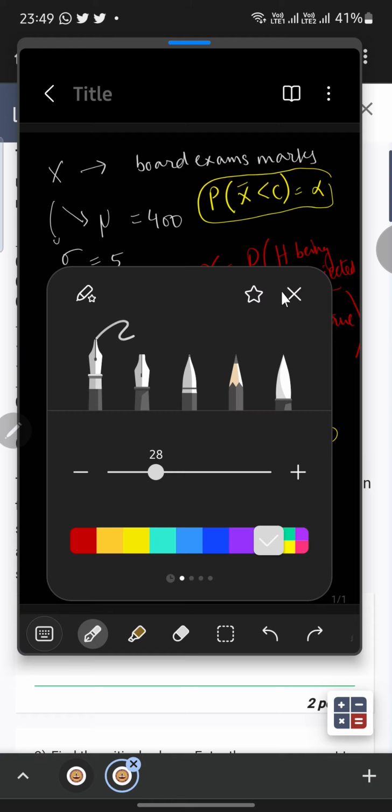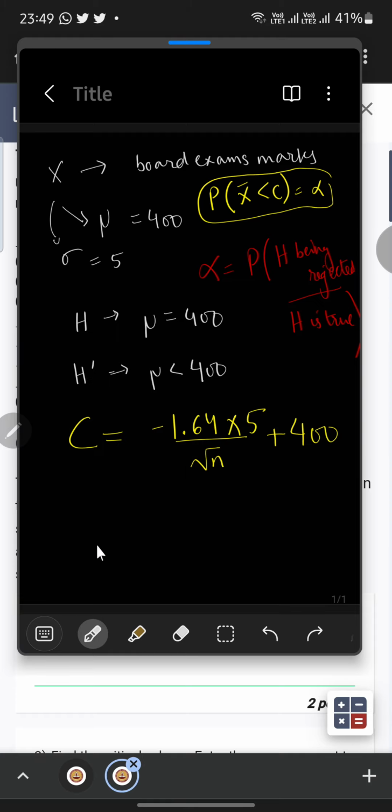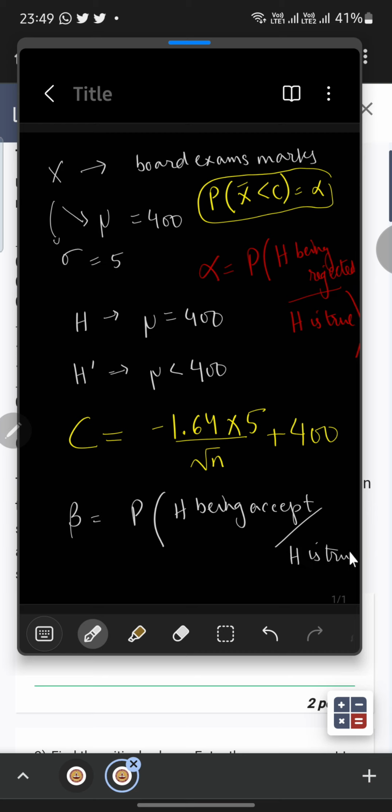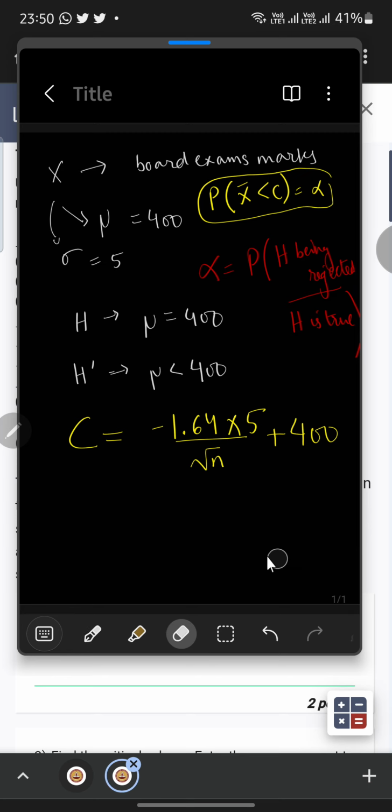Alternatively, we can say that beta is the probability of H being accepted, conditional on H being true, right? So let us suppose we got a beta here. What do you think beta is? Beta is the power level, and power is basically 1 minus the significance level, which would be 0.05. Let me make this all smaller to get a bigger space.